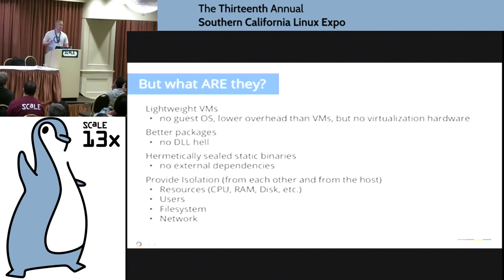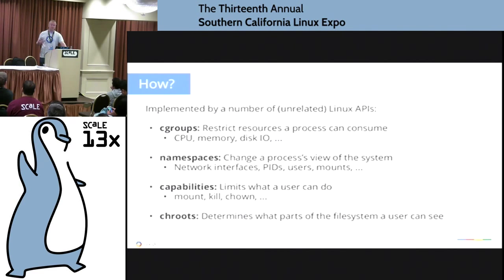Containers are, in a way, better packages, right? They're better RPMs. There's no DLL hell. You package everything with yourself, and you don't have to worry about other people. In a sense, if you squint, they're like very tightly sealed static binaries, right? All the libraries you need are built in. The nice thing about containers is that you get isolation from each other and from your host. You can do resource isolation. You can get user identity isolation, you get file system isolation, you get network isolation. It's very nice. But how do these things work?